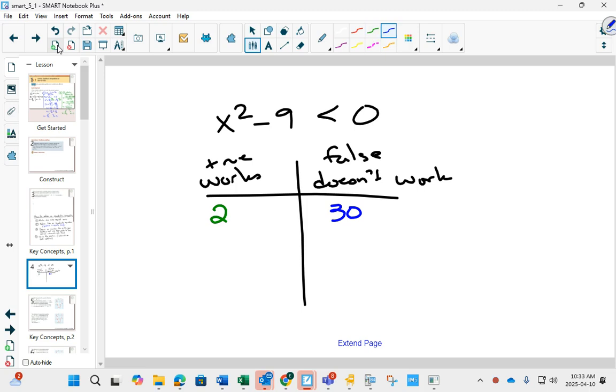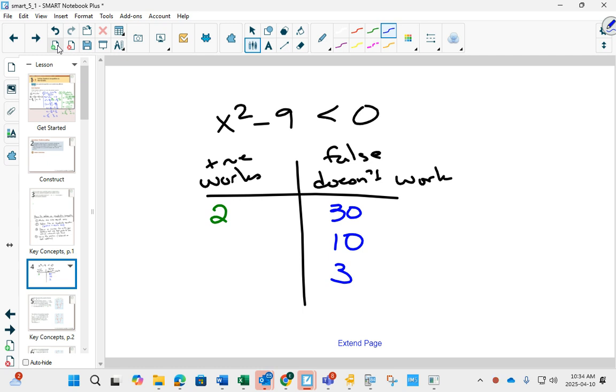All right, Adam, pick a number. 10. Will it work or will it not work? It will not work. You want to pick 3? Or you want to pick 3 for somebody else? Okay, look, you pick 3. Is it going to work? No. Is it less than 0? No, it equals. If there was a line there, we'd put it for true. But since there's not, we put it here.